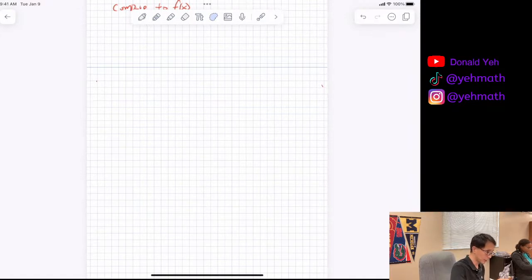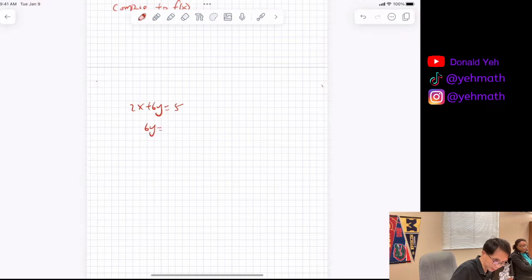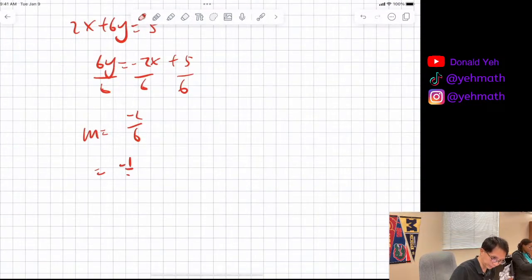don't remember what the question is. All you have to do is take 2x plus 6y equal to 5 and figure out the slope. So 6y equals negative 2x plus 5, divided by 6. So negative 2 over 6 is the slope, which is equal to negative 1/3.